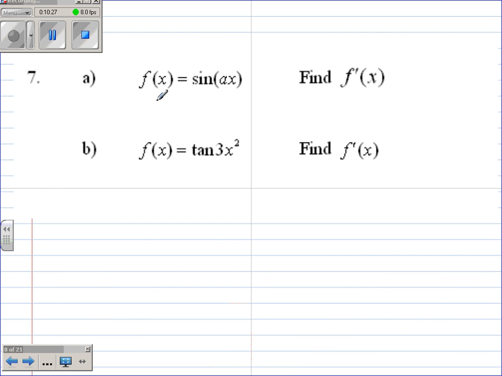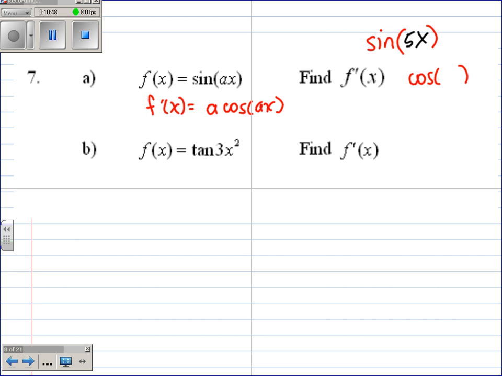Okay, the derivative of sine of something is cosine of that same thing. But remember, don't chew the chocolate. Keep it the same, but then times the derivative of the inside, which is times a. So remember, say sine of 5x, for instance, will be the derivative of the outside, which is cosine, don't chew the chocolate, times the derivative of the inside. And then we just write this 5 in front, 5 cosine 5x.